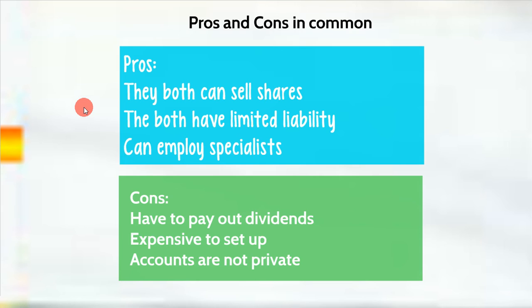The cons, because you have to sell shares, you lose a bit of your business and you have to pay out dividends. So you have to pay profits each year, so you have to share them. It's expensive to set up, so you have to pay to be a limited company, and accounts aren't private. So if you're a limited company, you have to publish how much money you make each year in a company report or to Companies House.